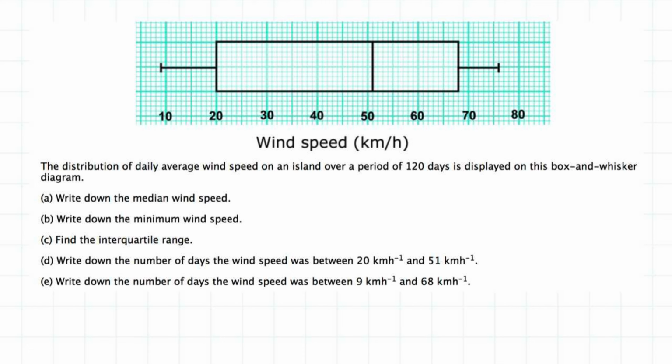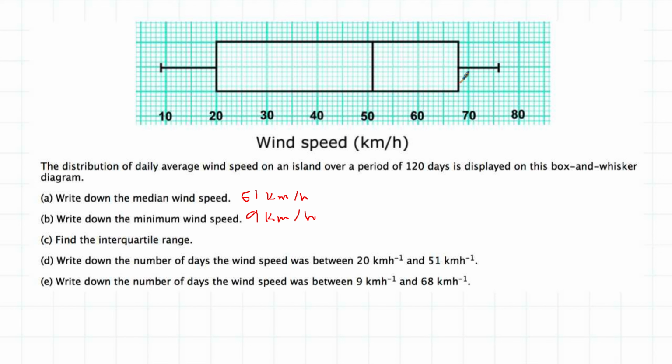So another example of how you can answer questions. So this time we don't have the raw data, but you have these questions. So just pause, try this question out, and then we're going to do it together. So the median wind speed would be just taking Q2, which is here. So it would be 51 kilometers per hour. And then the minimum would be 9 kilometers per hour.